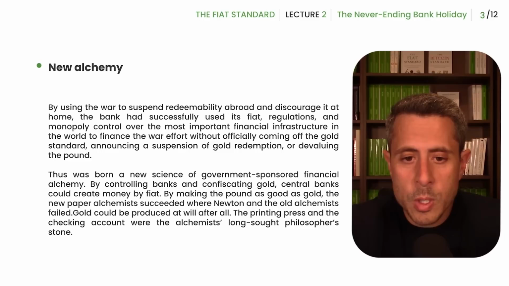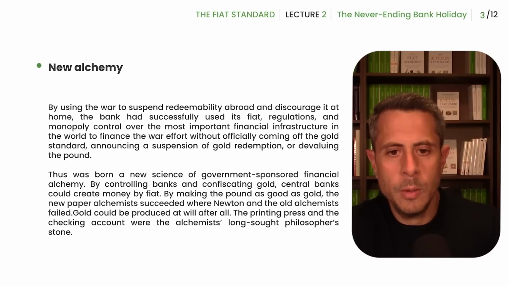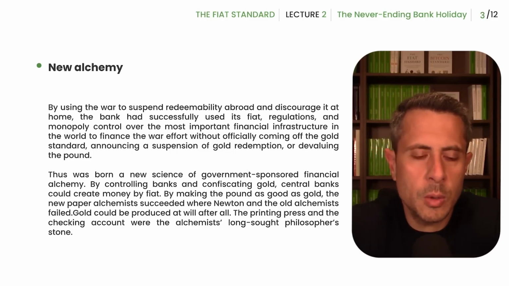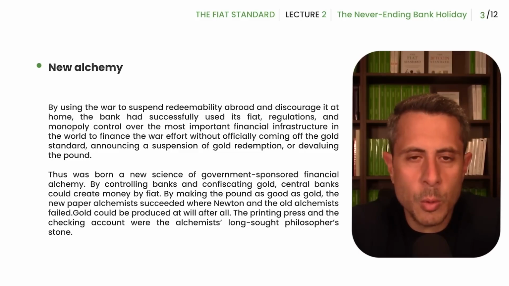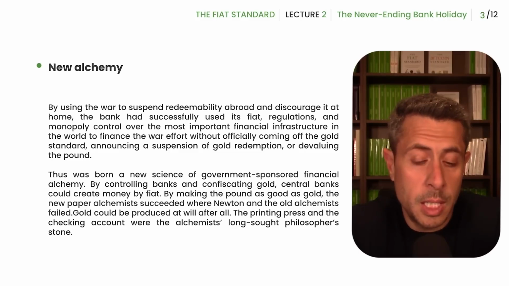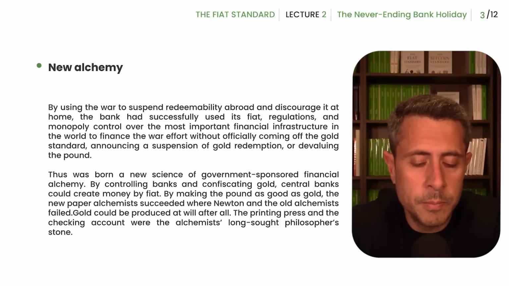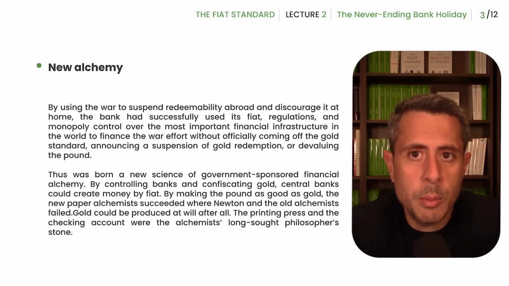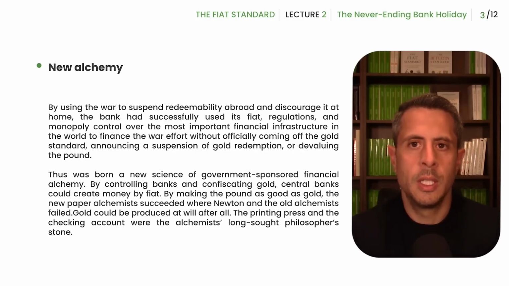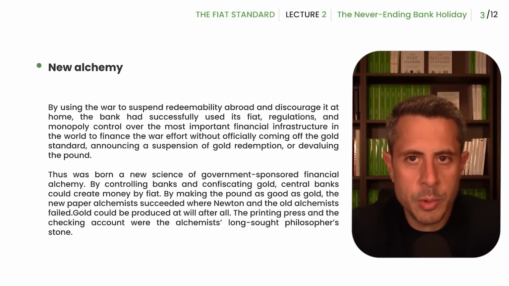They used the war as an excuse. They told the world that we're not going to give you your gold because it's too dangerous to ship our gold right now because there's a war. And they used all kinds of regulation and manipulation in order to stop British people from holding gold, and in order to take in the gold and to give the people the paper. And as a result, they were able to finance the war effort without officially coming off the gold standard, or announcing a suspension of gold redemption, or officially devaluing the pound.